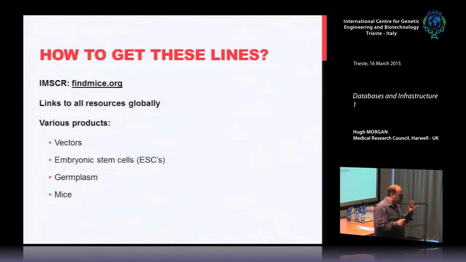However, if you want a mouse line, there is one site which has it all. And this is findmice.org. This is the IMSR. This has links to all resources globally and the various products that can be available. If you're interested in a line that's been through phenotyping in IMPC, this should be available, potentially mice, but certainly some sort of germplasm. And in other cases, that's not available, and you might have to derive it from an embryonic stem cell or even the vectors.